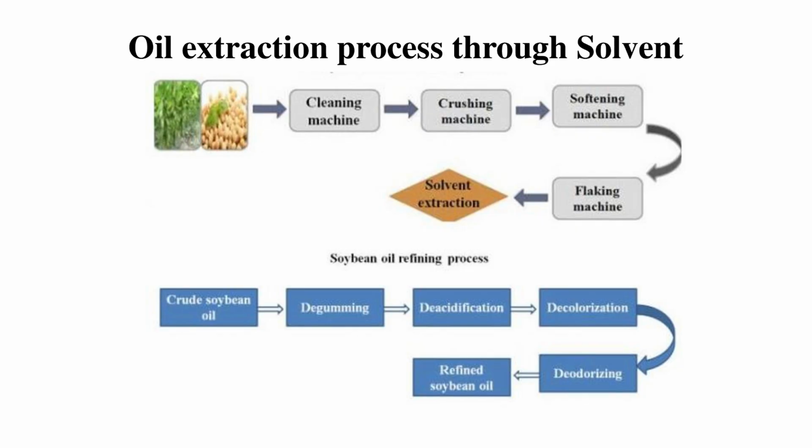For the post-harvest of soybean, we have the oil extraction process through solvent. We have the cleaning machine, crushing machine, softening machine, flaking machine, and solvent extraction. While in the soybean oil refining process, we have the crude soybean oil, degumming, deacidification, decolorization, deodorization, and refined soybean oil.